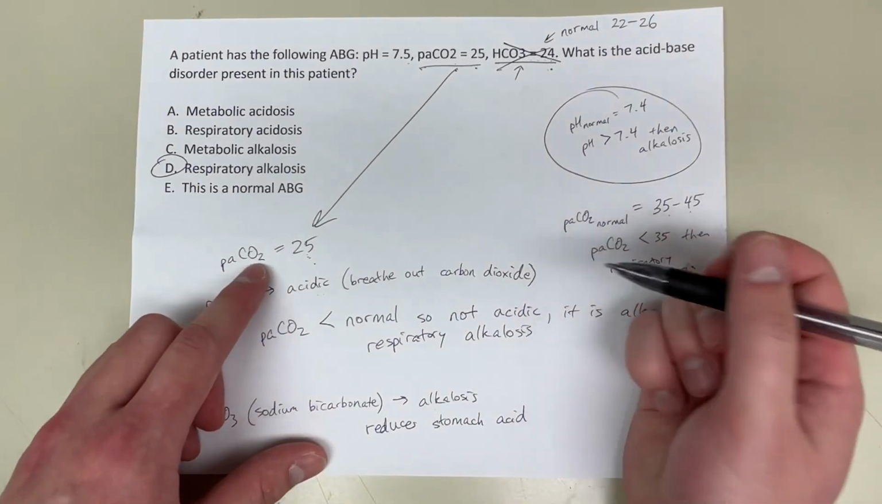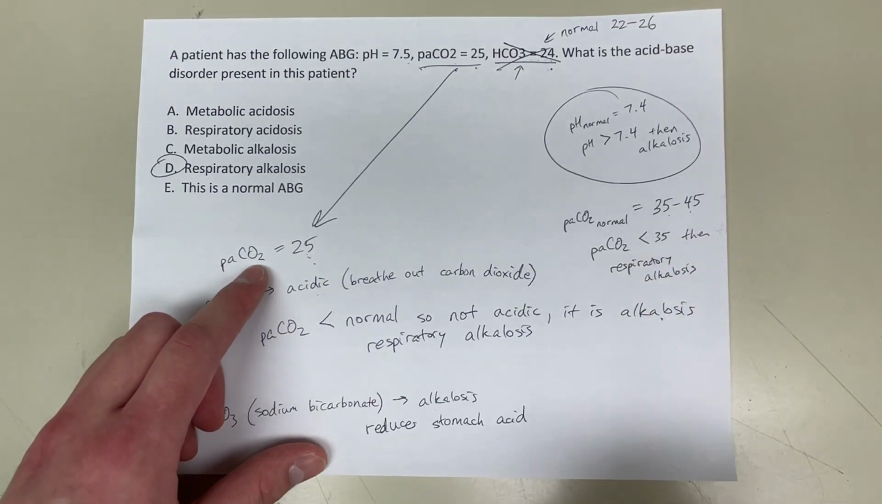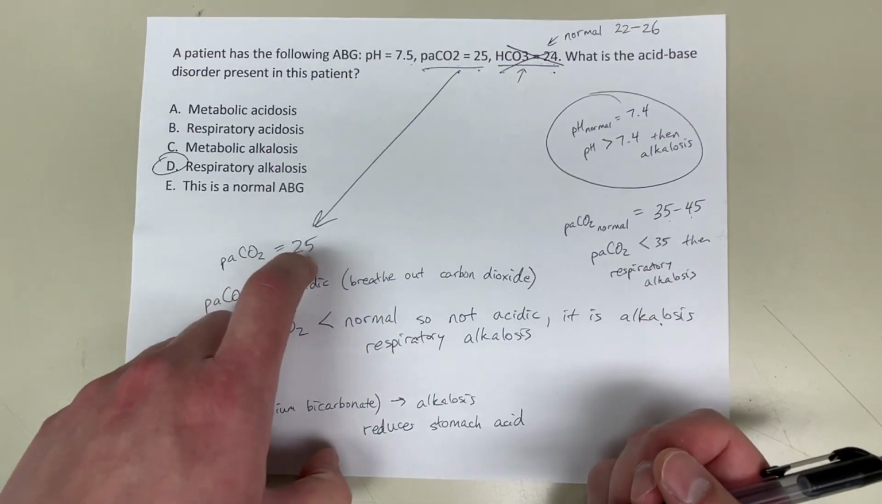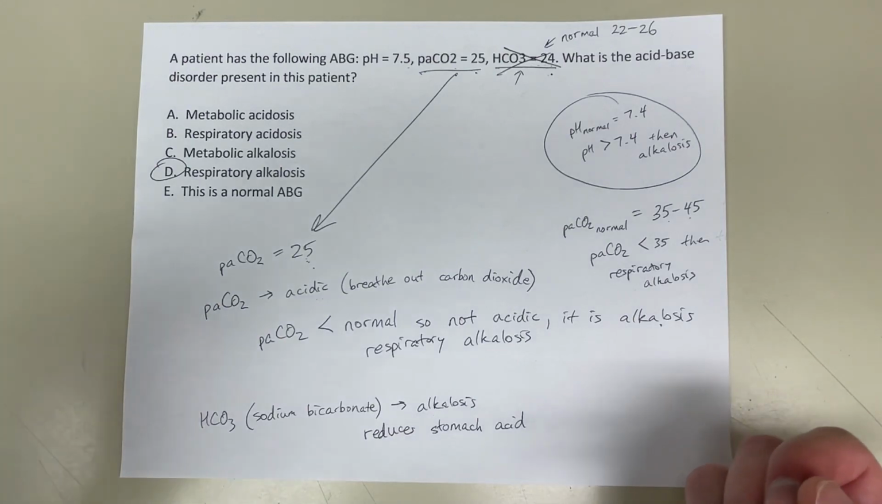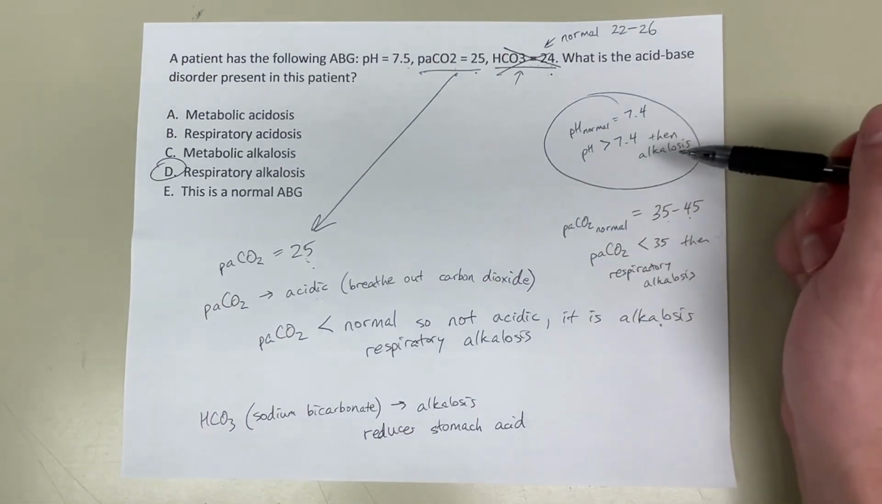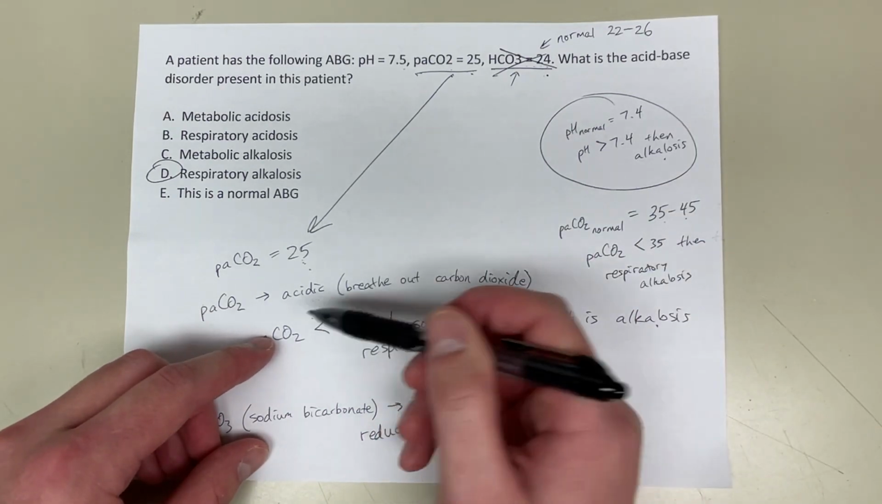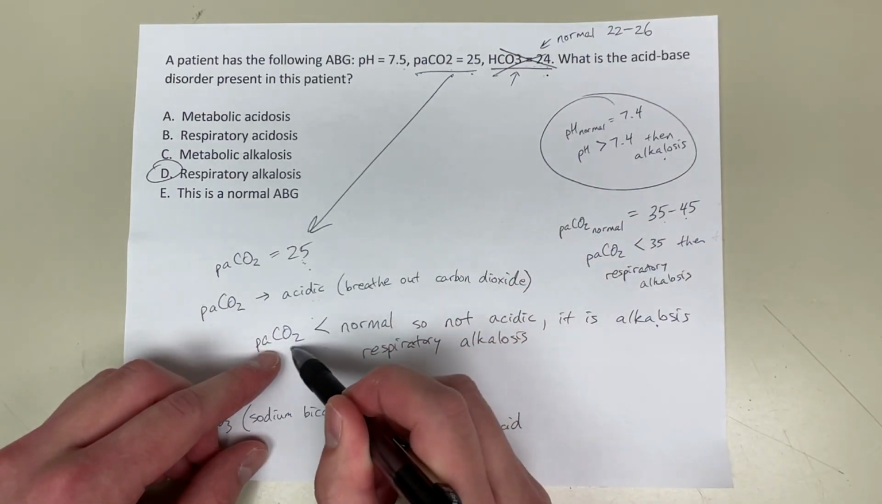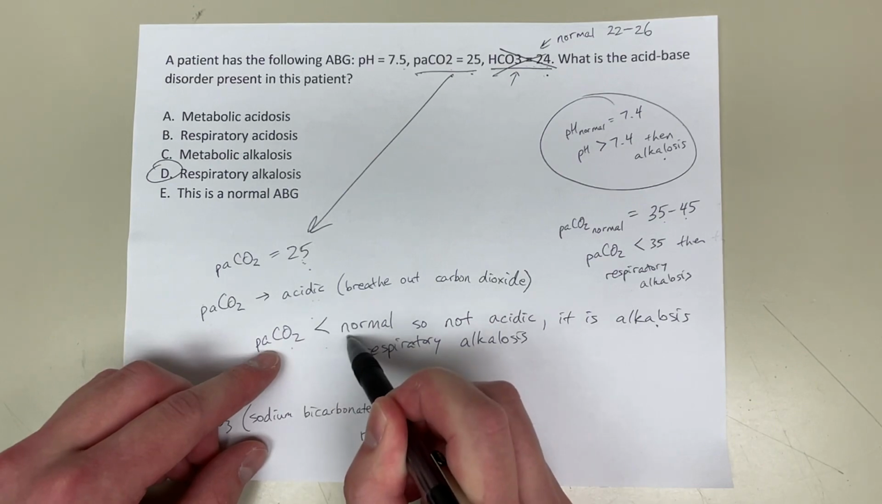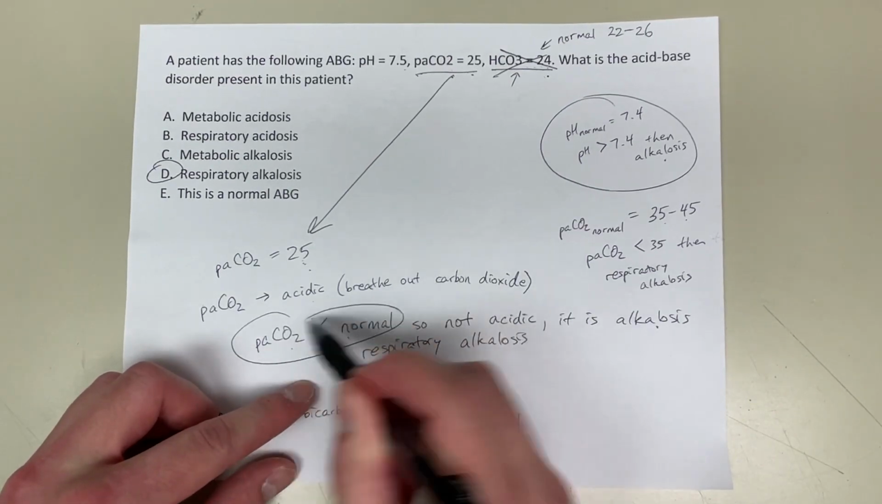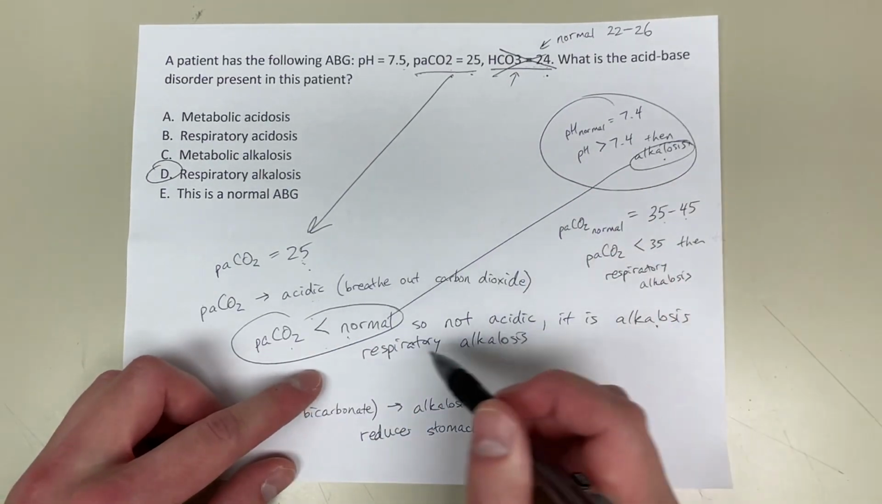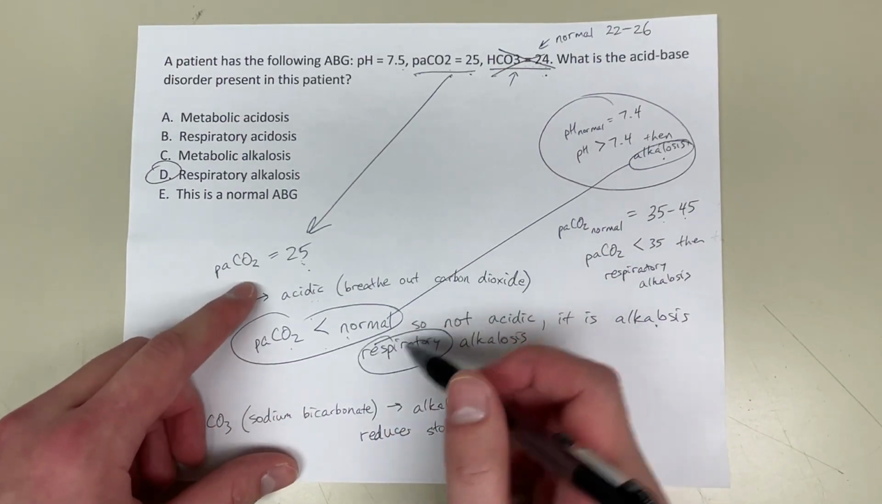Because the carbon dioxide is, I consider, acidic. So if this was higher than normal, then that would mean that it's respiratory acidosis. But since I already know it's alkalosis, I determine if it agrees with it or not. So in this case, it does agree because carbon dioxide is less than the normal. So since this is agreeing with the alkalosis, that's how I know it's respiratory, because carbon dioxide is respiratory.